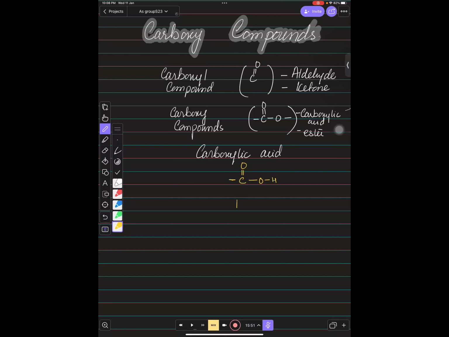Suppose I'm going to start with carboxylic acid, so I draw the displayed formula first, right? I would like to draw the displayed formula first, and for this, first of all, I need to draw the functional group.